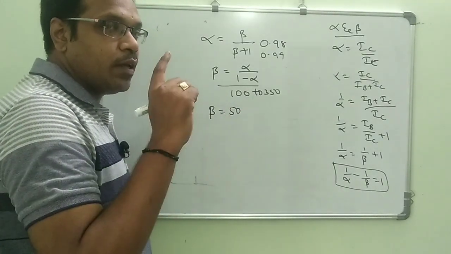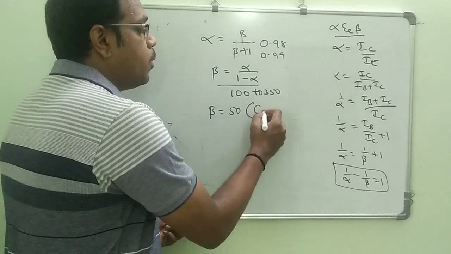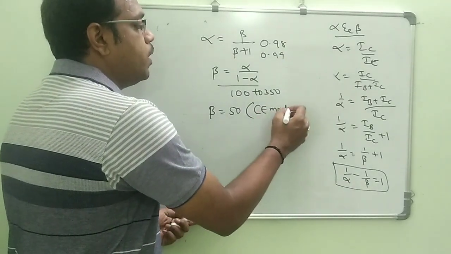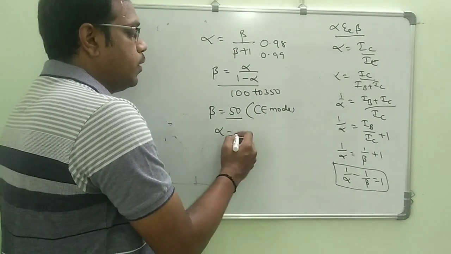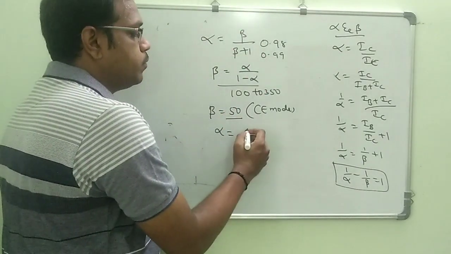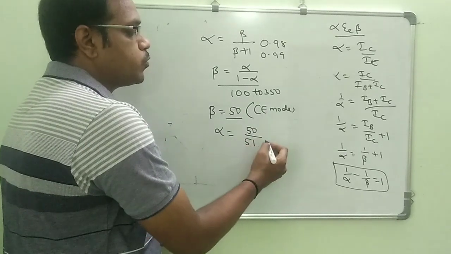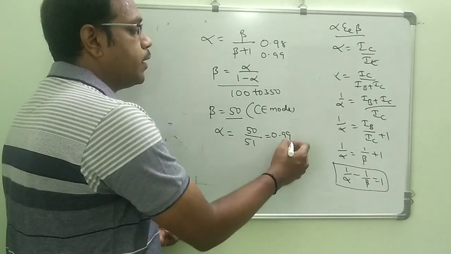Suppose the current gain beta is 50. Beta is nothing but CE mode, common emitter mode. In common emitter mode, they have given the gain is 50, and we need to calculate the alpha. So alpha is equal to beta by beta plus 1, that is 50 by 50 plus 1, 51. So you will get 0.99.